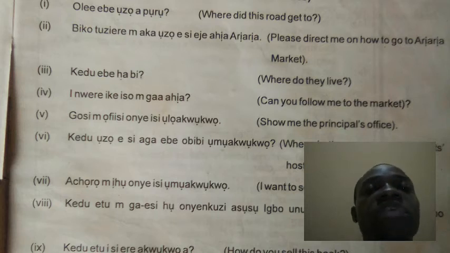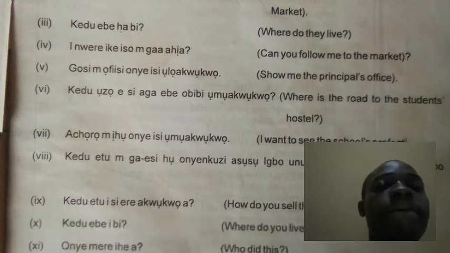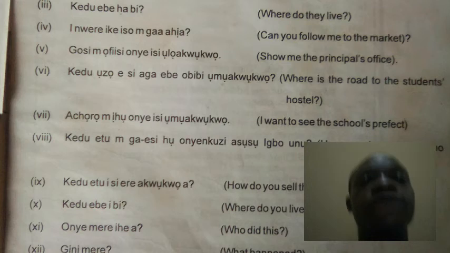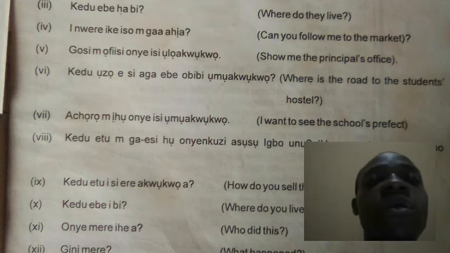The next one is kedu ebe ha bi. Where do they live? The next one is I nwere ike iso m gaa ahịa. Can you follow me to the market? So from number 5, which is V, for number V now, I will read in Igbo, you will translate to English. All right. Number 5, which is V.